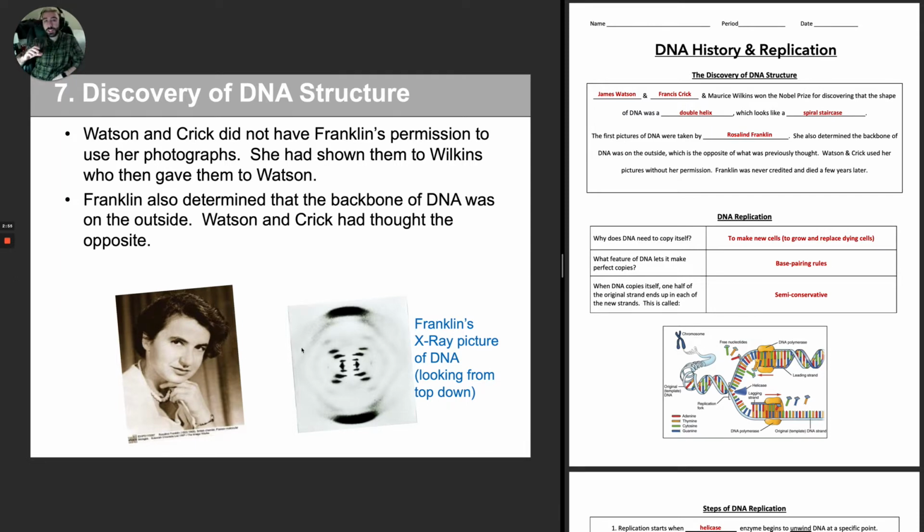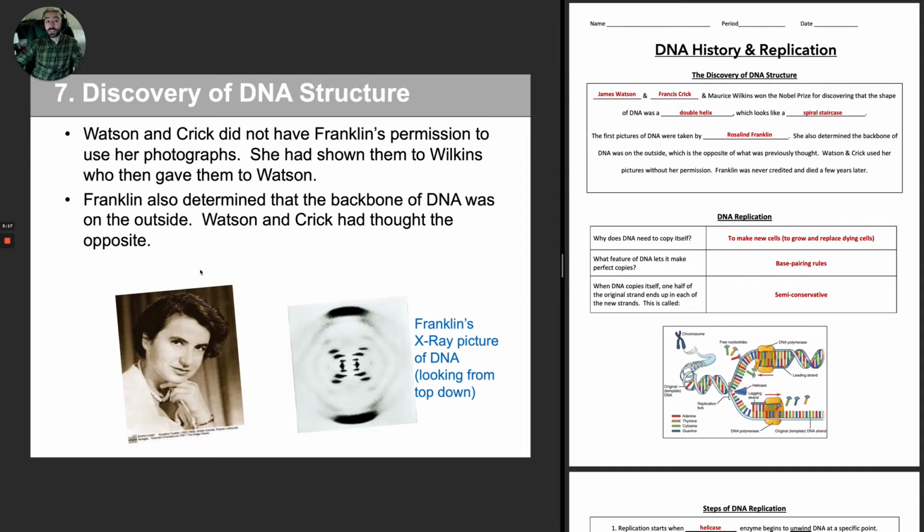And so she worked in a lab that was run by this Wilkins guy, Maurice Wilkins. Because he was her boss, she had shown him her work and her pictures, which were really impressive and really helpful. And Wilkins was then, unbeknownst to Franklin, passing these notes and images along to Watson and Crick.